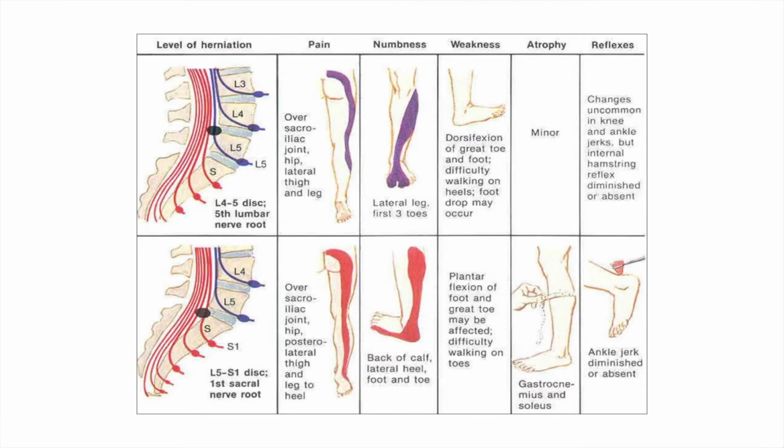L5 radiculopathy produces numbness over the dorsum of the foot and produces weakness in the dorsiflexors of the foot. When the L5-S1 disc herniates posterolaterally, it affects the S1 nerve root and causes numbness on the lateral side of the foot. S1 radiculopathy also produces weakness of plantar flexion and reduced ankle jerk reflex. Both produce a shooting pain down the buttock and side of the leg past the knee.